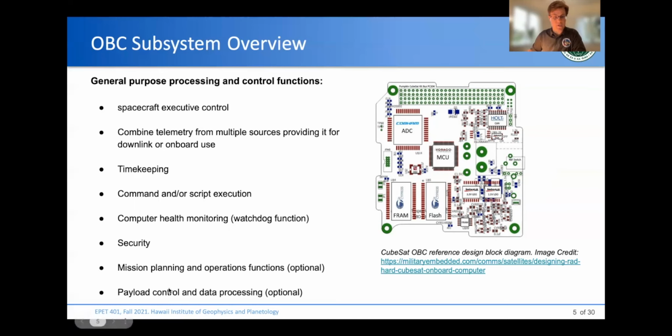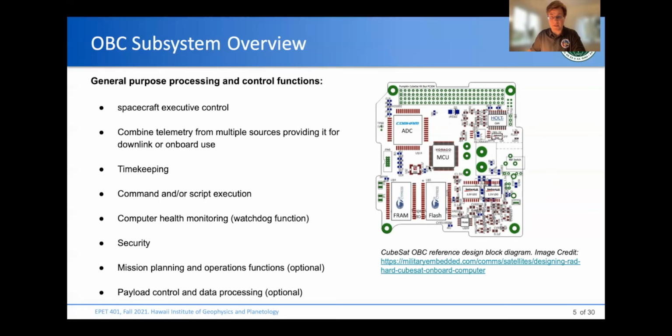And then, like I mentioned before, payload control and data processing are also optional. Many times we use two different computers, one for the primary functions, which we call the command and data handling, and then the payload computer just dedicated to the payload to acquire all the data in real time and store it. And then the flight computer will talk to the payload computer and exchange the information as necessary to download to the ground.